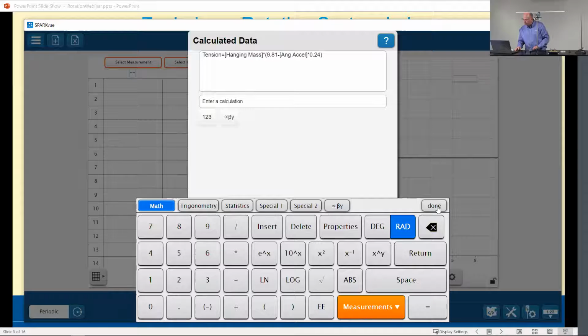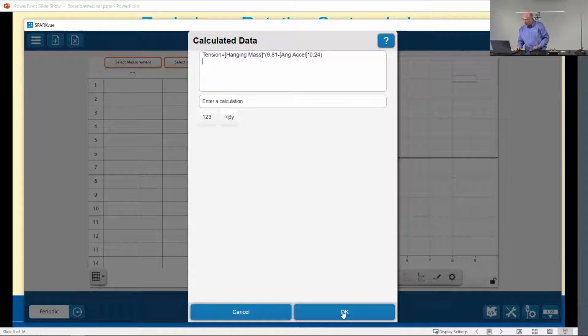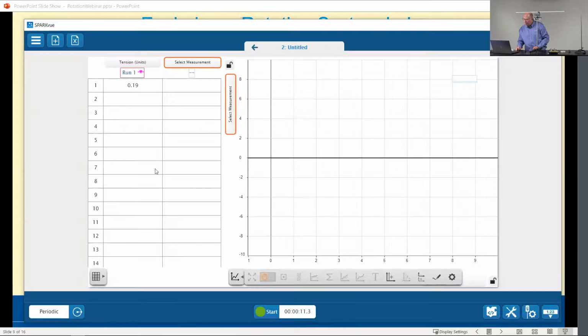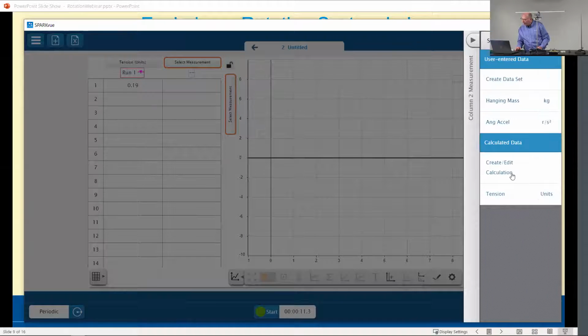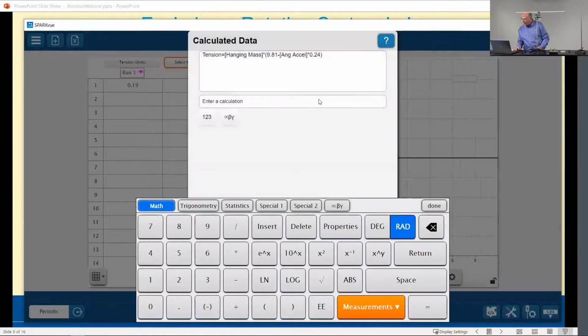So that'll give me the tension. I'm not going to bother putting the units in here. They'll do it for the next one. So now notice it's calculating the tension. And then I know the torque is the tension times the radius. So I'm going to enter a calculation for that. So notice this calculation shows up, and it's mad at me for not putting in the units, but I'll do it for this one. Create edit calculation. And so I can just hit enter and put it on the line below.